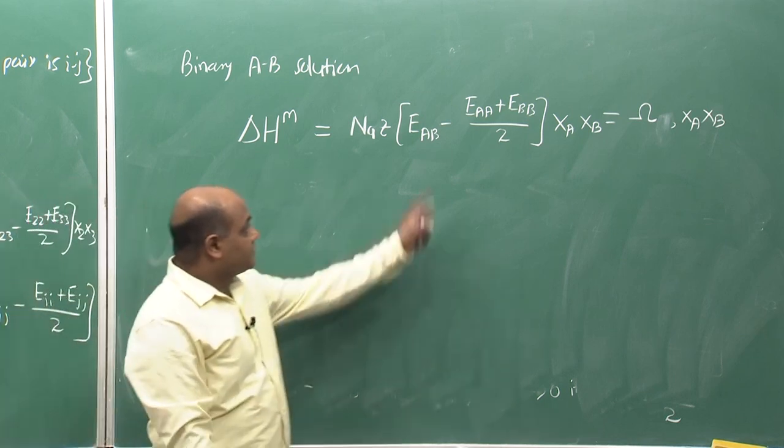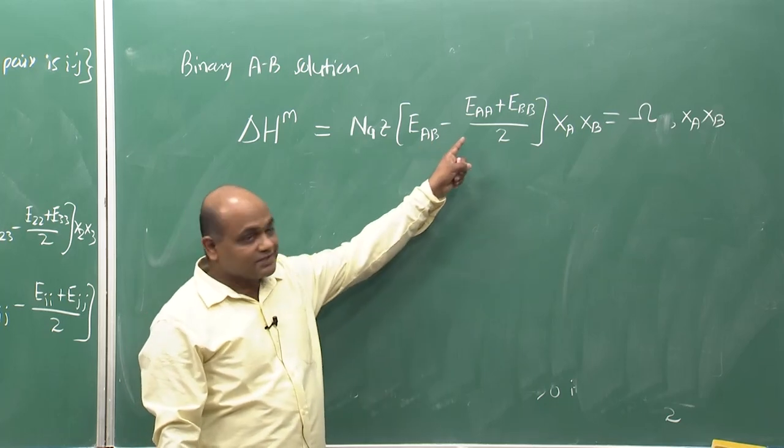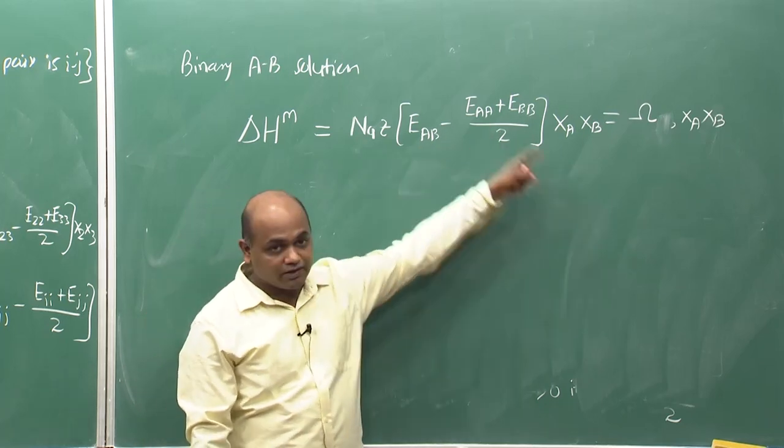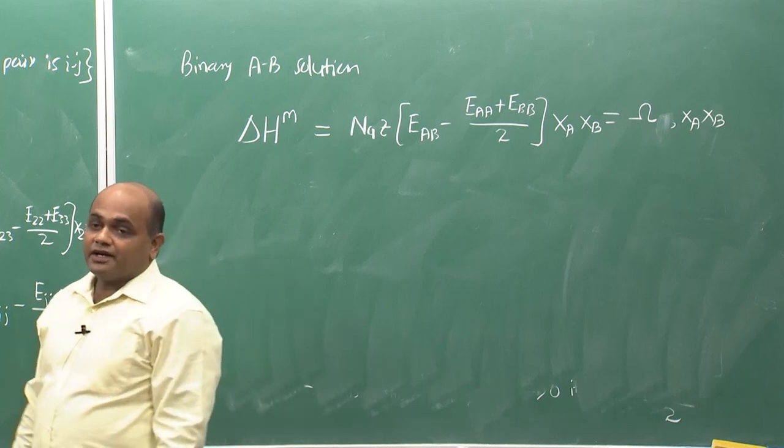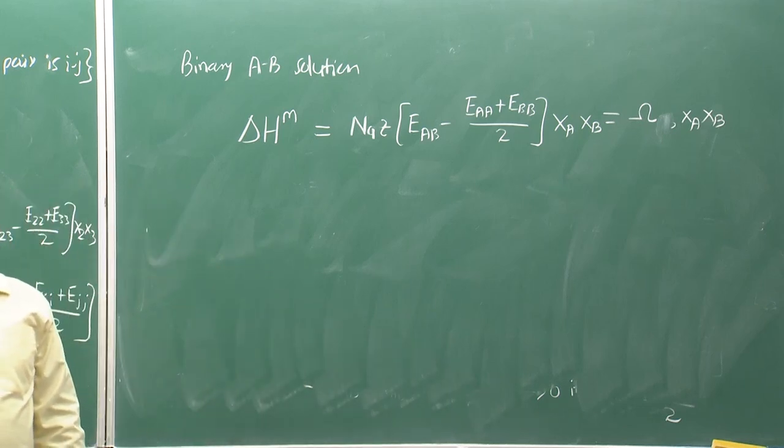Now, when the AB bond energy, as we have seen, is equal to the average of the AA and BB bond energies, then delta HM is 0 and the solution is ideal.